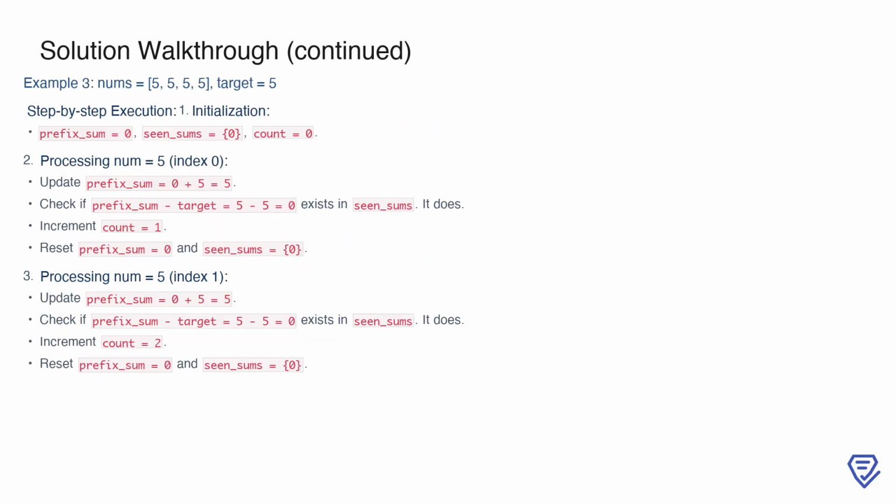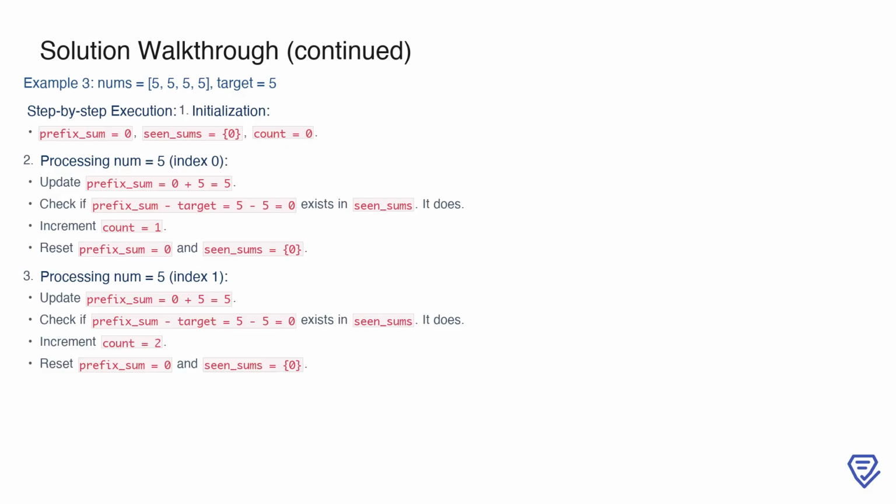Let's consider another example where the input array is 5, 5, 5, 5, and the target sum is 5. As usual, we initialize prefix_sum to 0, seen_sums to a set containing 0, and count to 0. For the first element, 5 at index 0, we update prefix_sum to 5 and find that the difference between prefix_sum and the target, which is 0, exists in seen_sums.